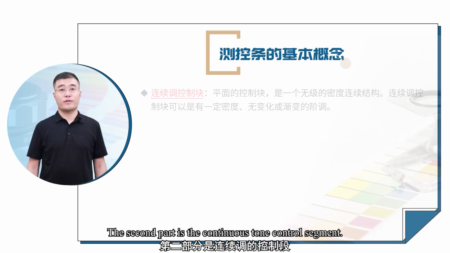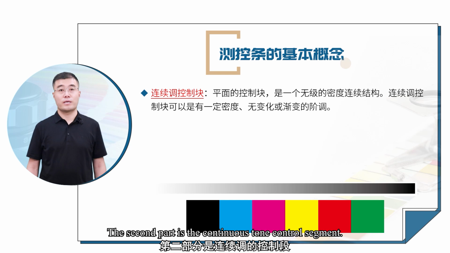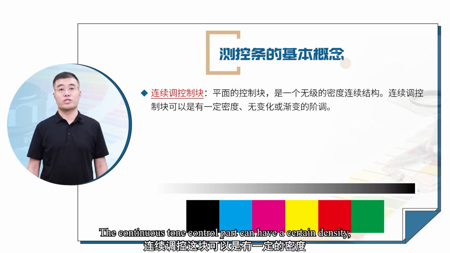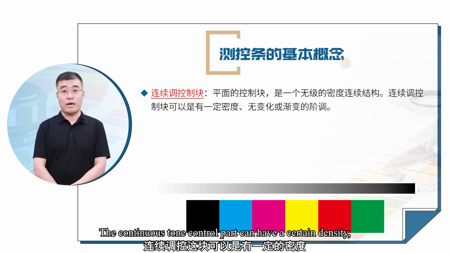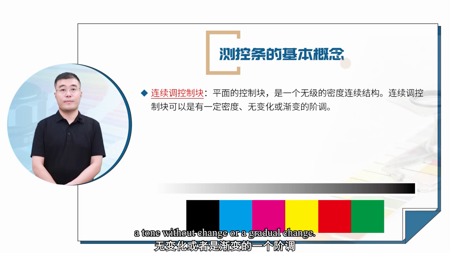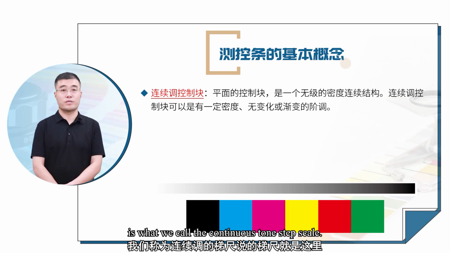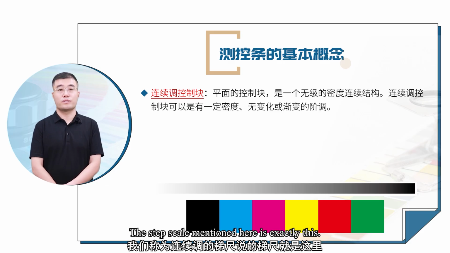The second part is the continuous tone control segment. The planar control block is a continuous structure of infinite density. The continuous tone control part can have a certain density, a tone without change or a gradual change. The continuous tone control block with step density changes is what we call the continuous tone step scale. The step scale mentioned here is exactly this.